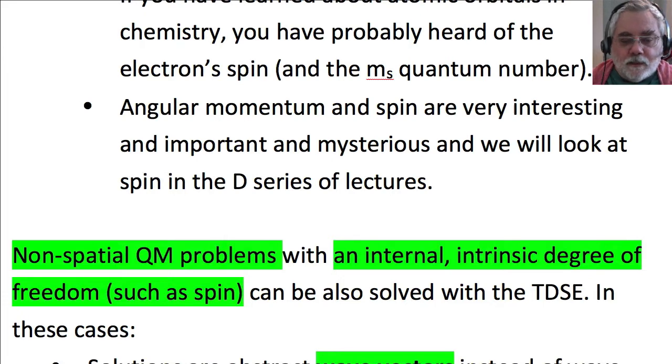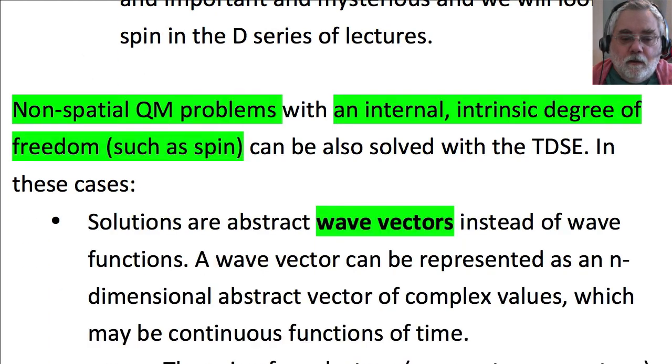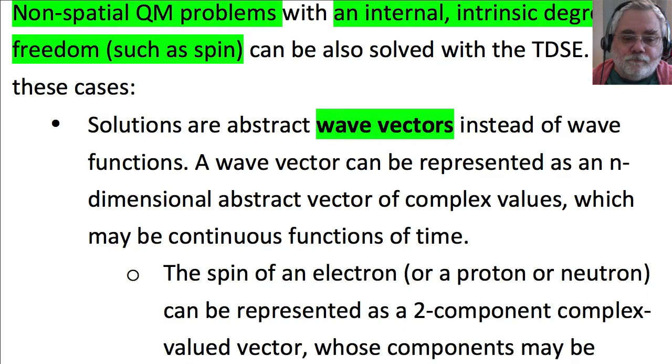Non-spatial quantum mechanics problems with an internal intrinsic degree of freedom, such as spin, can also be solved with the time-dependent Schrodinger equation. In these cases, solutions are abstract wave vectors instead of wave functions. A wave vector can be represented as an n-dimensional abstract vector of complex values, which may be continuous functions of time.